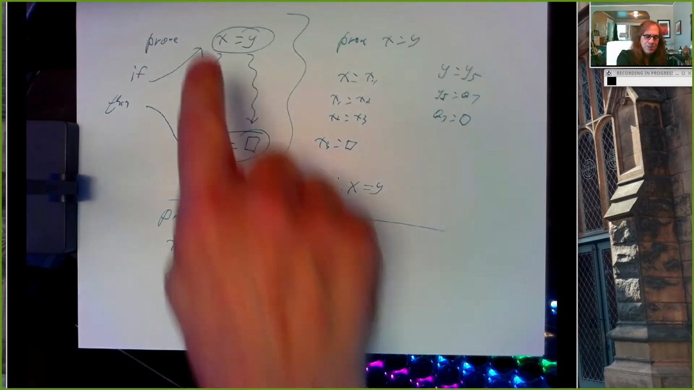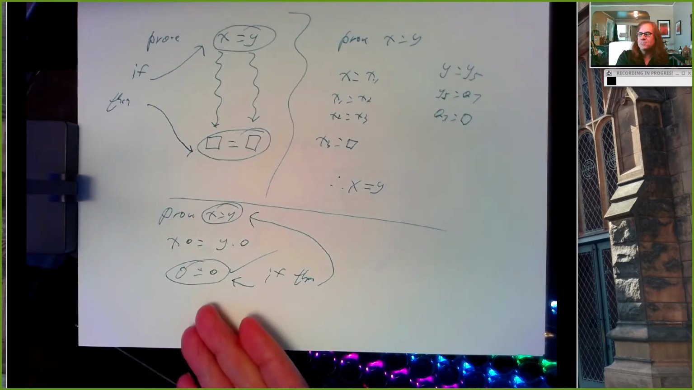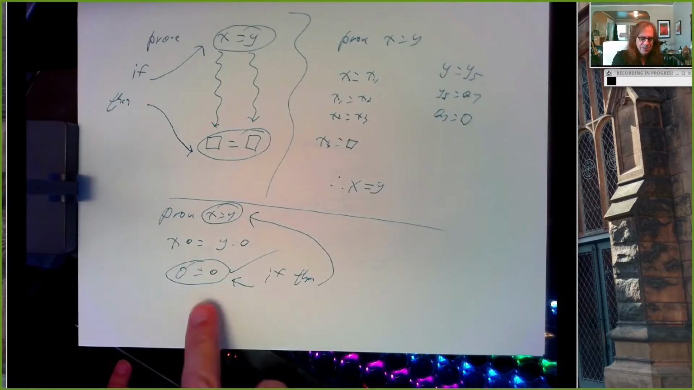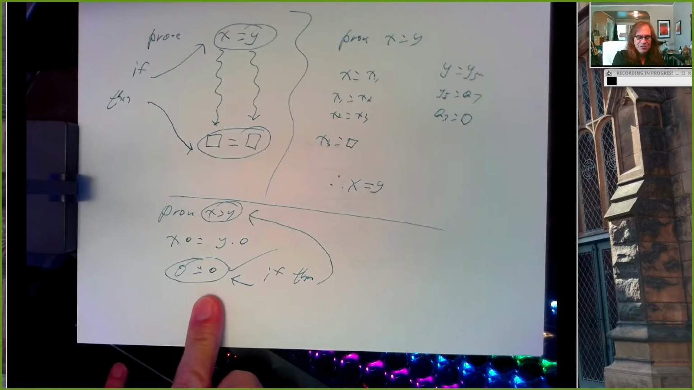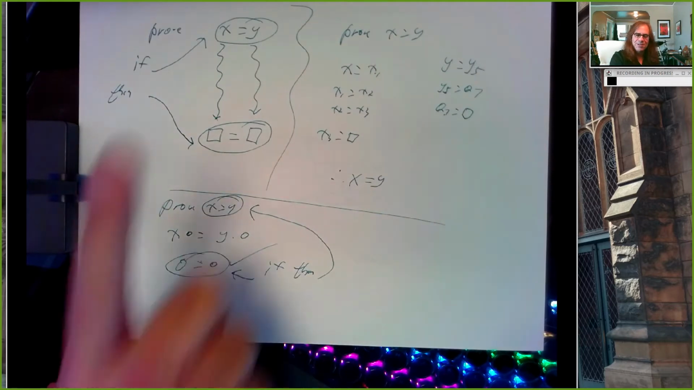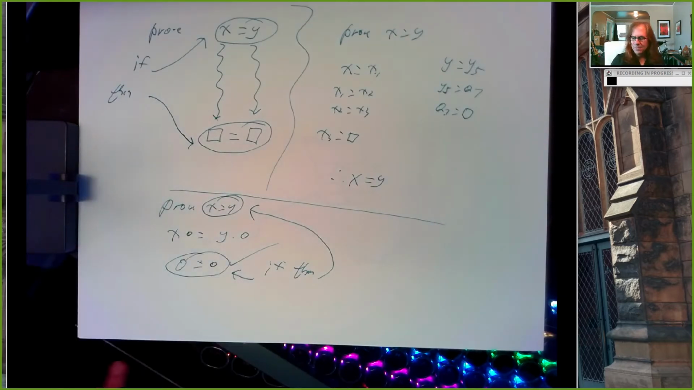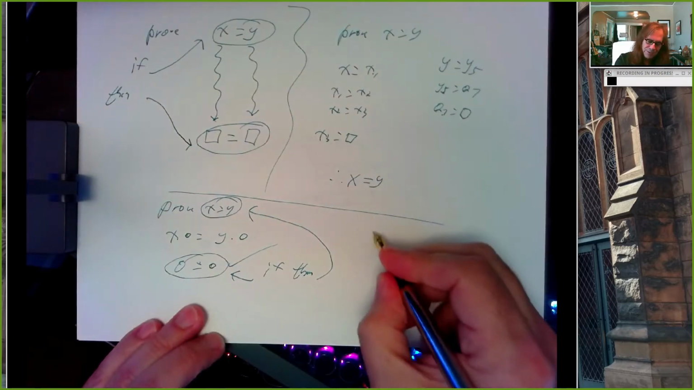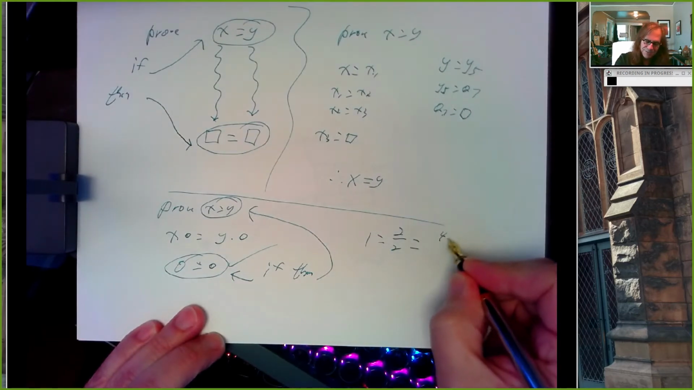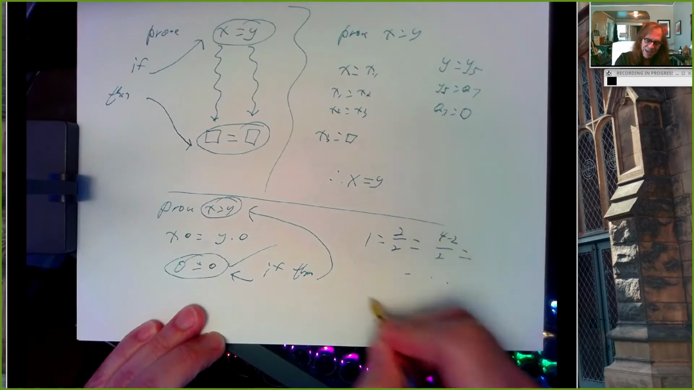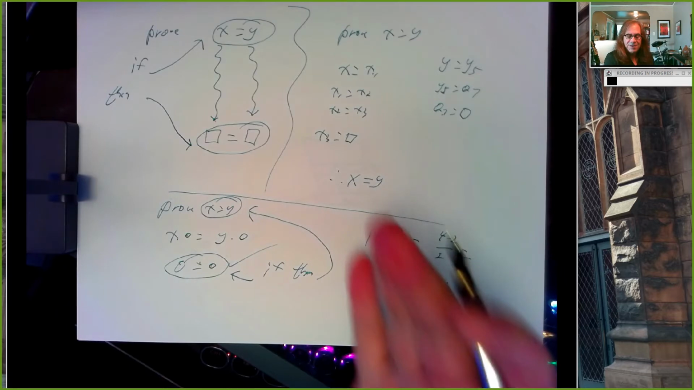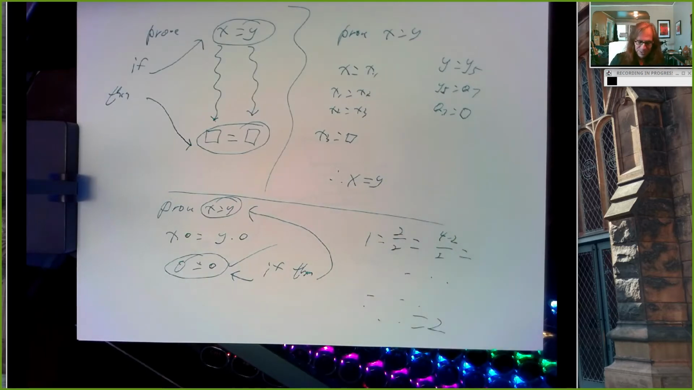So if 1 was equal to 2, then 0 would be equal to 0. That's a totally true statement. But I can't look at this fact that 0 equals 0 and say, oh, therefore 1 equals 2. Right? That's arguing in the opposite direction. But if I could do something like 1 is equal to 2 divided by 2, which is equal to 4 minus 2 divided by 2, and I could do something like this and eventually show that that's equal to 2, then I've got a valid proof that 1 equals 2. But I probably can't do that.